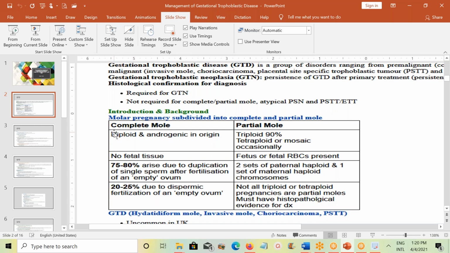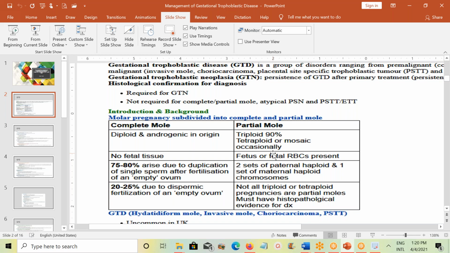So complete mole is completely devoid of the baby. Baby is not there, completely missing. Now to the partial mole. Triploid, like 3 sets, in 90%. Then tetraploid or mosaic is seen in 10%. And here fetus or the fetal RBCs are present. Triploidy means that we have 3 germ cells. It can be 2 sperms and 1 ovum, because in partial mole you are getting both the maternal DNA and the paternal DNA.